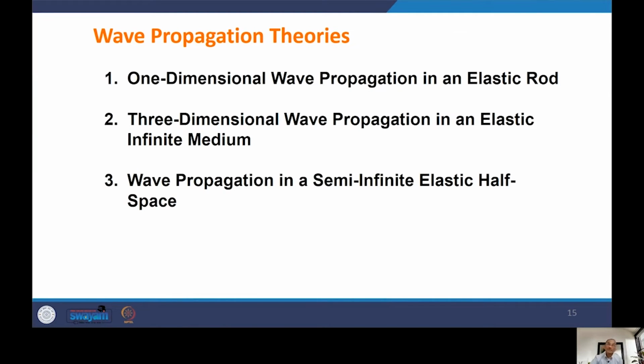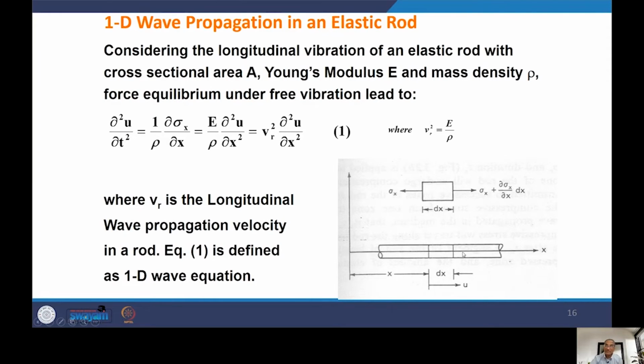So let's talk about the first one, that is one-dimensional wave propagation in an elastic medium. Here a rod is given in this figure. You could see the x direction, dx is a small element, and at a distance x from the origin, u is, let's say, the displacement or response in the x direction. If you consider a small element with length dx, then on one end sigma x is acting, and on the other end sigma x plus delta sigma x by delta x times dx is acting. So this element is subjected to an additional stress on the side, delta sigma x by delta x times dx.